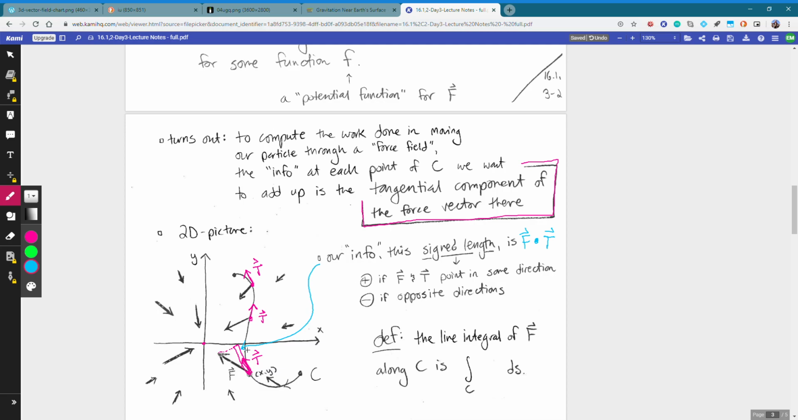The information that we're interested in is not just the length of this bar here, but actually its signed length. And the idea is that in a situation like this, where the bar is facing the same direction as our unit tangent, right, and that came because our F vector here was kind of going the same general direction. Well, in that situation, we're going to count that length as positive.